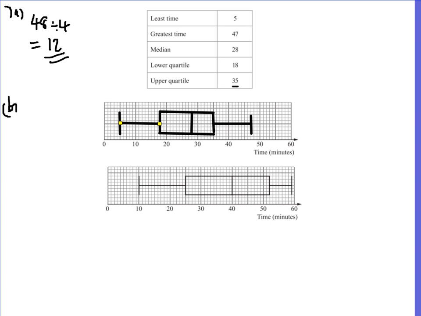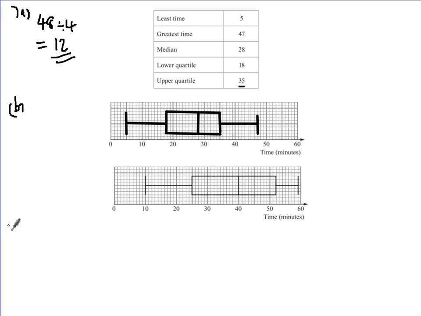And then you've got Kelly then recorded the same 48 teachers to travel on Tuesday. Compare the travel times on Monday and Tuesday. So it's a comparison question then. We can look at two things really. I think personally what I would look for here is the median. So let's see the median here and the median here. So the median on Monday is equal to 28, and the median on Tuesday is equal to 40.